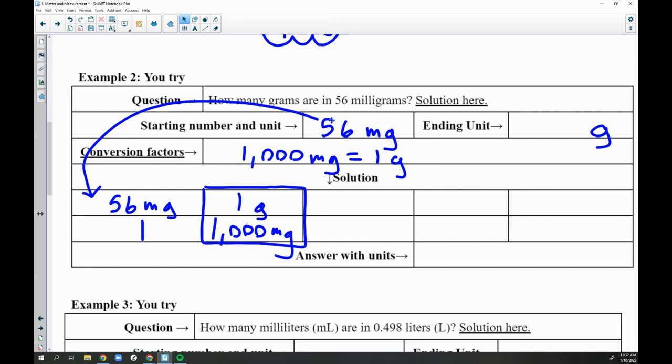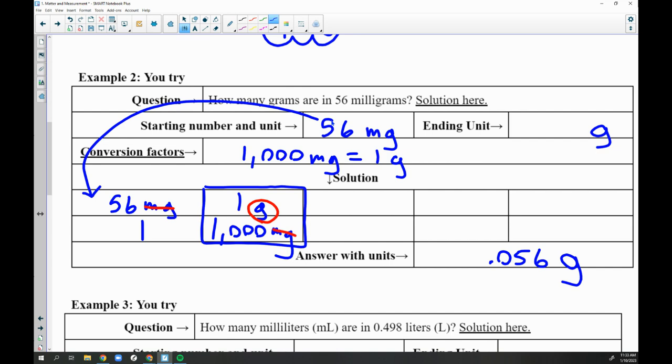And that enables me to cancel milligrams and convert to grams. And so my answer is going to be in grams. In this case, you can again plug it into the calculator, 56 times 1 divided by 1 divided by 1,000. Or you can just move the decimal 3 places to the left, 56 divided by 1,000, and you get 0.056 grams. Yes, sir? Can we round it to 0.6? Yeah, it's fine. Yep.